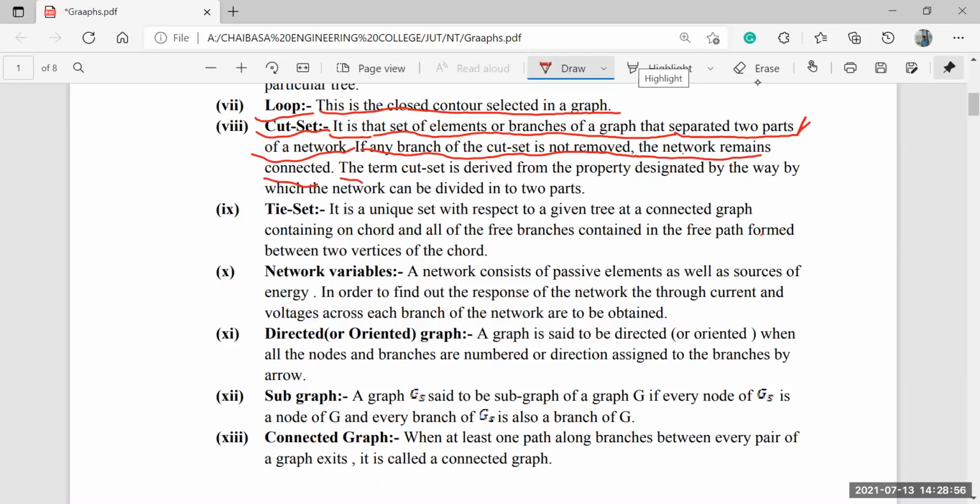The term cut set is derived from the property by which the network can be divided into parts. So what is a loop? First of all, a loop is a closed contour selected in the graph. And what is your cut set? It is the set of elements.